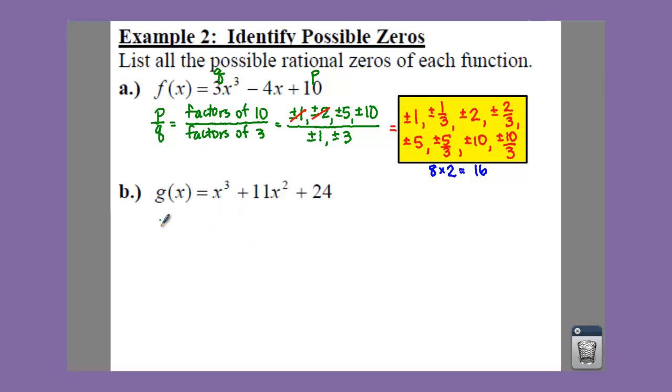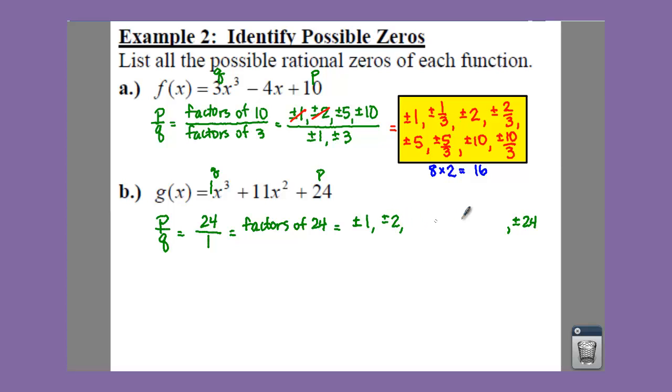So let's do the same thing here for B. You're going to do P over Q. We have a 1 here, that's Q, and 24 is P. So if we find factors of 24 over 1, if you're dividing by 1, you really just need to find factors of 24. So you have plus or minus 1 and plus or minus 24.